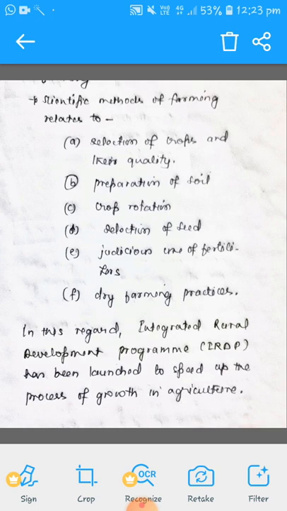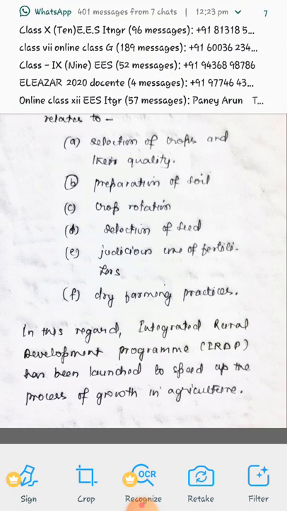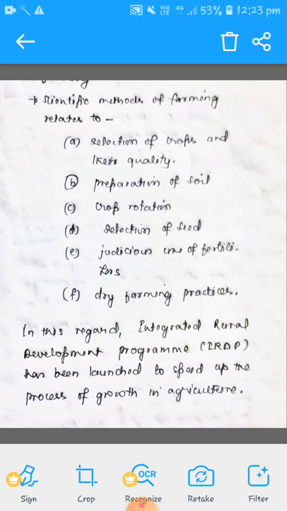This scenario we are talking about is between 1947 and 1991. At that time, the program the government brought was the IRDP. What was the work of that program? It was dedicated to speeding up the process of growth in agriculture. Whatever comes under that will be taken care of by this program.